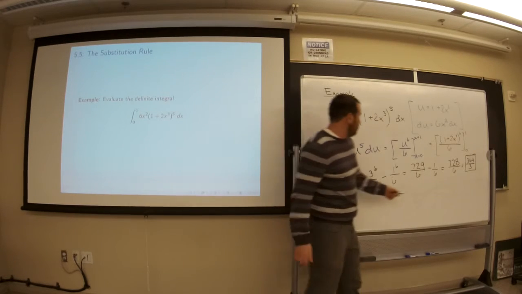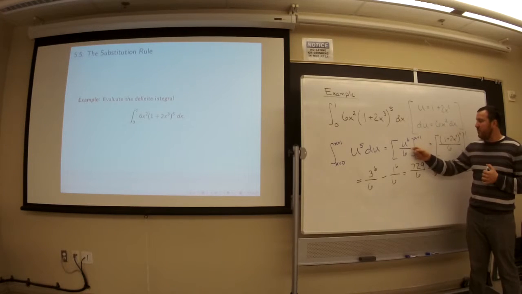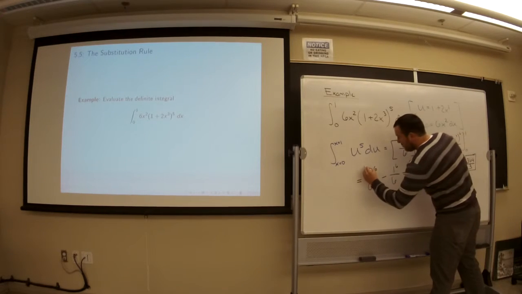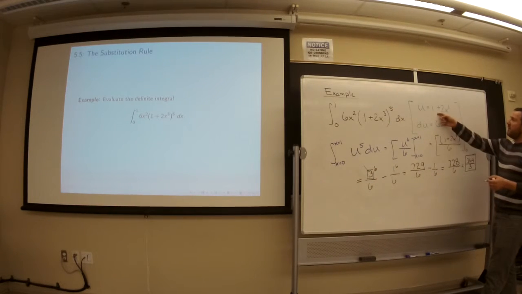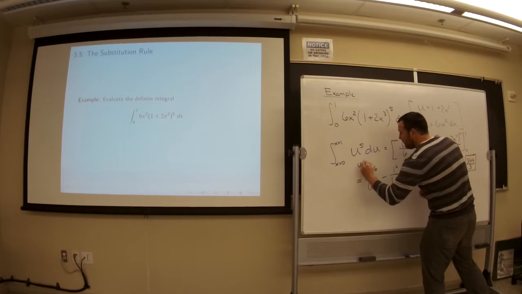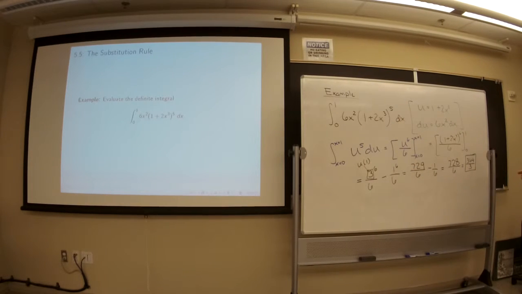Instead of plugging in 1 and 0 to this antiderivative in terms of x, we could actually just switch these limits to u limits and plug them in terms of u. So we can see that this value that we got here, 3, is exactly what we'd get if we plugged in our top limit 1 for u. We'd get 1 plus 2. So this was exactly what we'd get if we plugged in 1 for x into the u function.